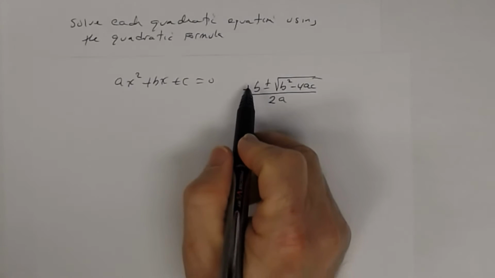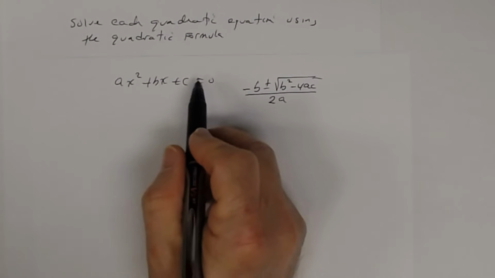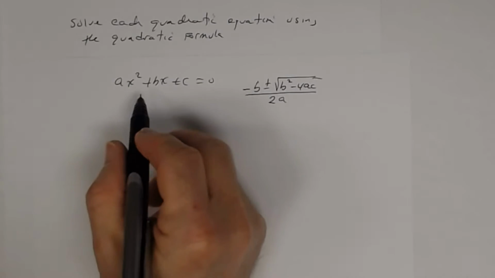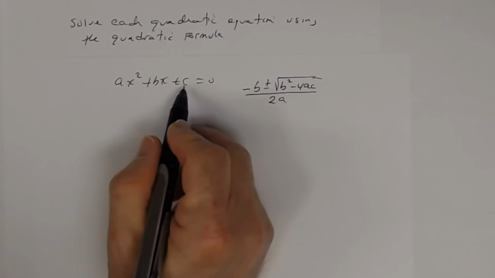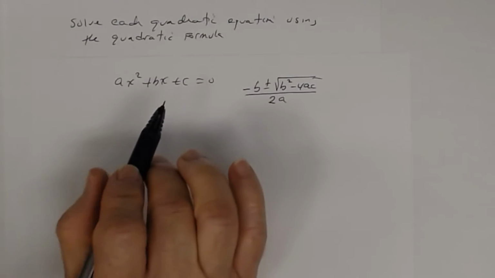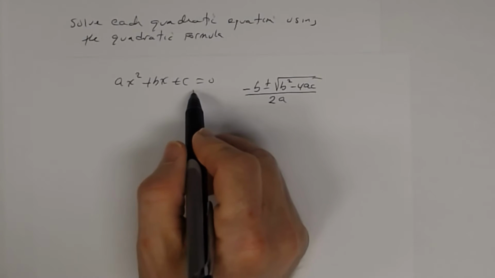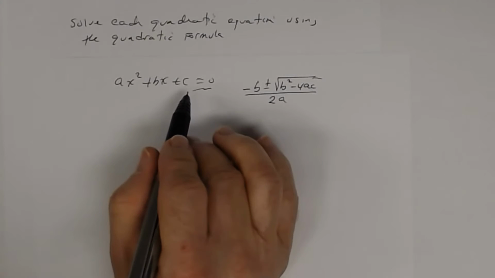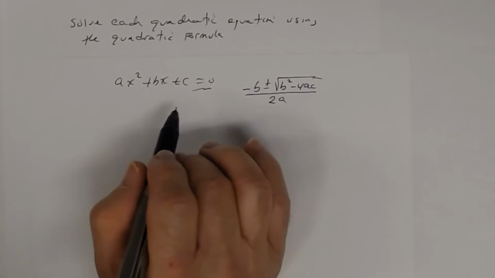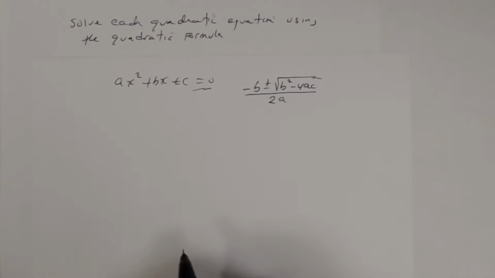Now, the letters a, b, and c all come from these coefficients here. So a is the coefficient of x squared, b is the coefficient of x, and c is your constant. Before you use the quadratic formula, it's very important that you see that 0 must be on one side, either the left or the right, but you must have 0 in there. Okay? All right, so let's look at number 1.